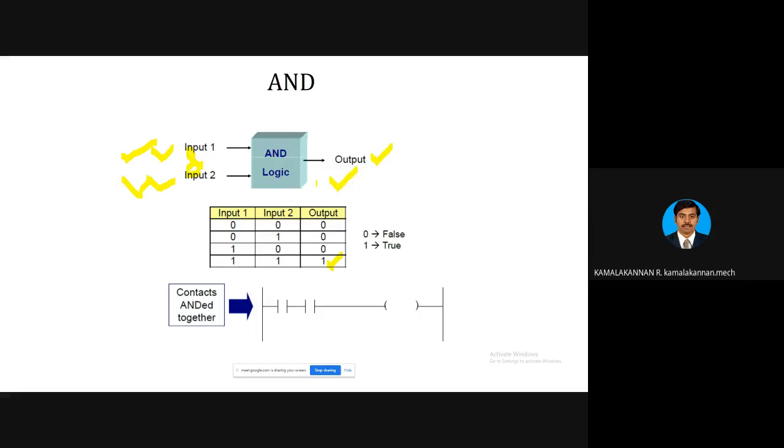This AND gate can be drawn in ladder logic in such a way. See here, this is input 1 and this is input 2 and this is the output. So when you get a signal in both A and B, you will have some output.